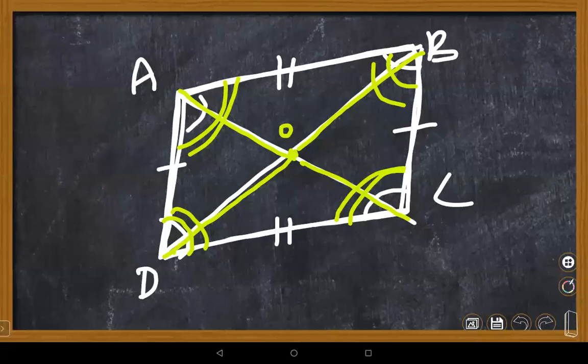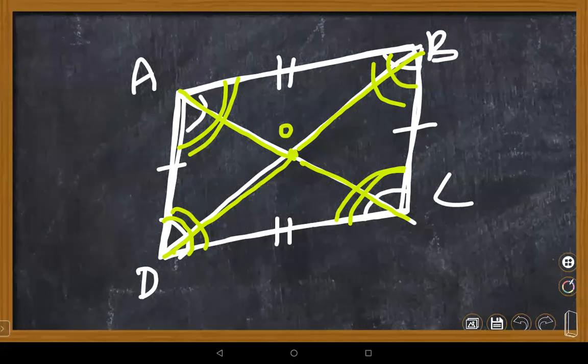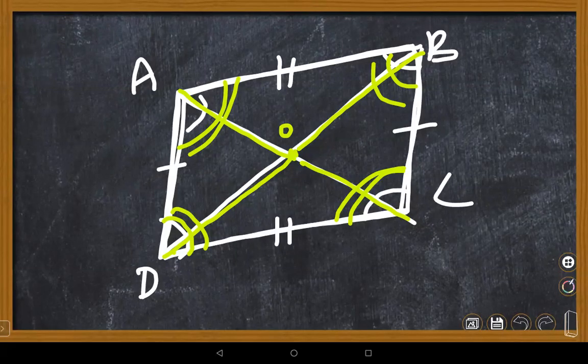Just bisect. Abhinav, is it perpendicular bisect or only bisect? Ma'am, only bisect. Okay, that's why Lalit, please correct that. It's not a perpendicular bisector. That's why don't take a 90 angle. If it is a perpendicular bisector, only then we can take a 90 angle. And the diagonals are equal or not? Diagonals are also not equal.